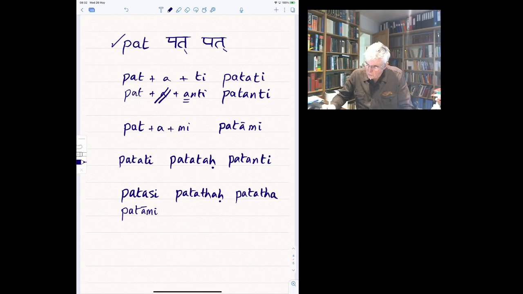The two of us fall, patava. And we fall in the plural, patama. Notice in the first person, I and we, it's this long a that is characteristic there. So patasi, patata, patata, all with the short a. But in the first person, patami, patava, patama.